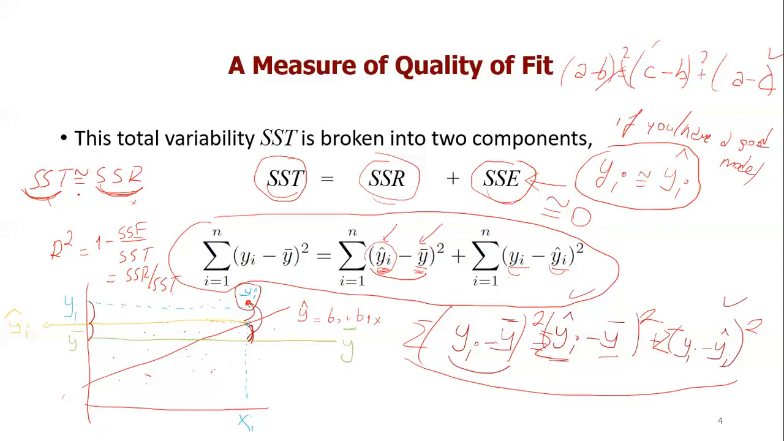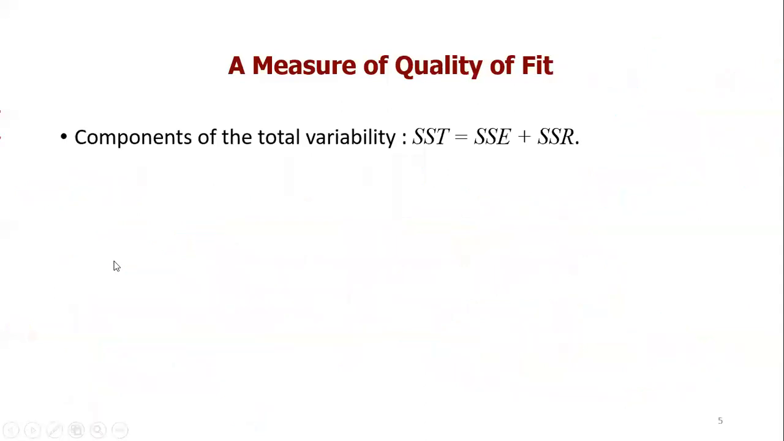Okay. So if your model is very good, then SSR is almost equal to SST, which means your R square is almost equal to 1.